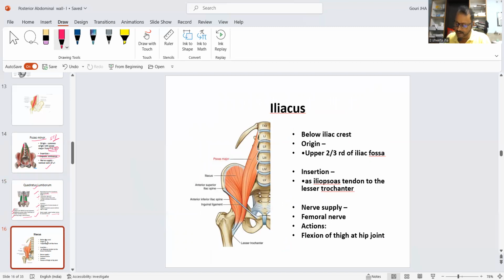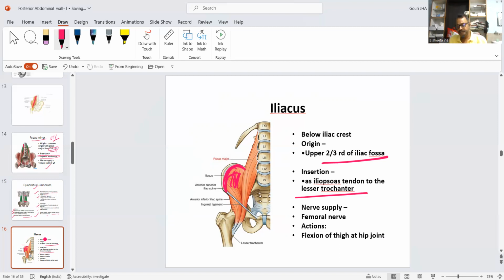So now coming to the iliacus, it is this region. See this one. This is the iliacus region coming from here. This is the iliacus muscle. It originates from the upper 2/3 of the iliac fossa and is inserted with the common tendon over the lesser trochanter.